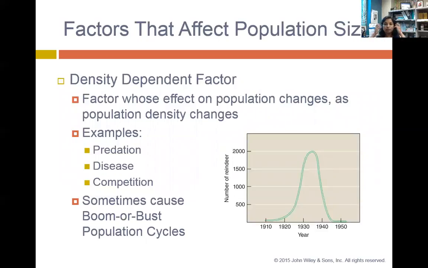Okie dokie. So what we are talking about in this chapter is factors that affect population size. Factors can either be density dependent or density independent. Density dependent factors are those whose effect depends on how big a population is and how dense it is. Factors that really don't depend on whether a population is big or small are density independent factors. For example, spread of diseases, competition for food and other resources, predation. All this varies over the year and season based on density of another population, okay? And it can sometimes cause boom or bust cycles.